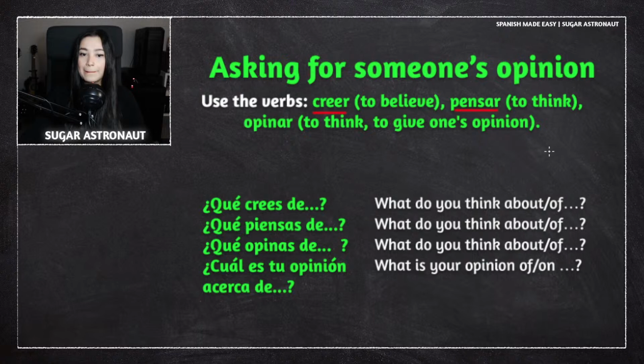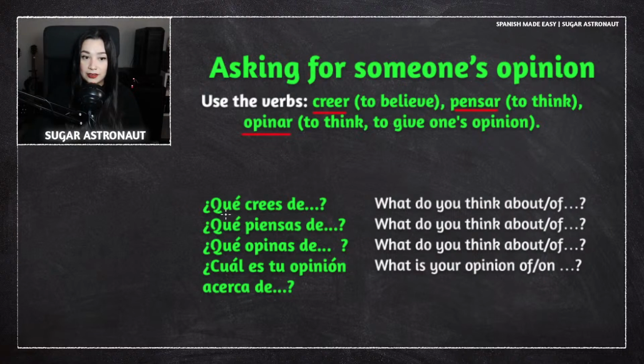Also, the verb pensar. Pensar means to think. And the verb opinar. Opinar means to think, specifically when you're thinking about something. If you're talking about opinions, opinar is a very good verb to use. It's similar to think, similar to pensar, and it also means to give one's opinion. So those three verbs are really important to learn when talking about this. Creer, pensar, opinar.